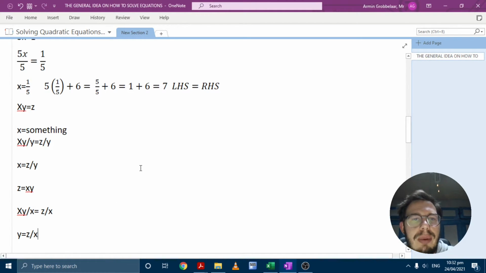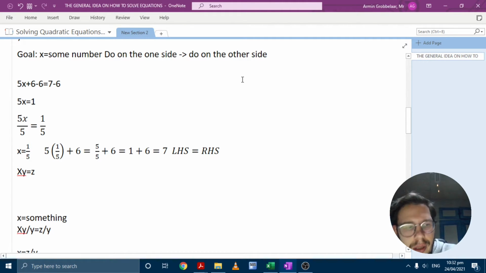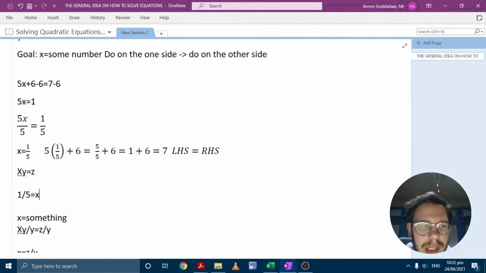So you must always think about making the variable that they ask to make the subject on the one side and everything else on the other side. Then you're done with what they asked for. So to solve the equation is to get the variable on the one side and then the number on the other side. Because it doesn't have to be on the left side. It can also be like 1 divided by 5 is equal to x. That's also fine, but it is nicer to have it on the left-hand side.